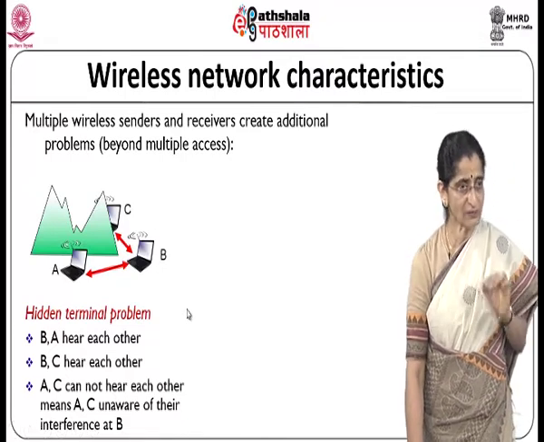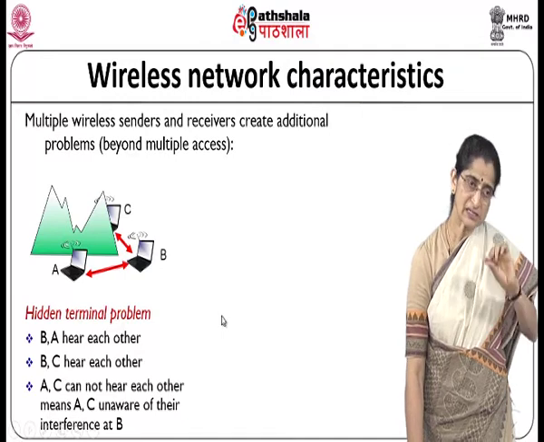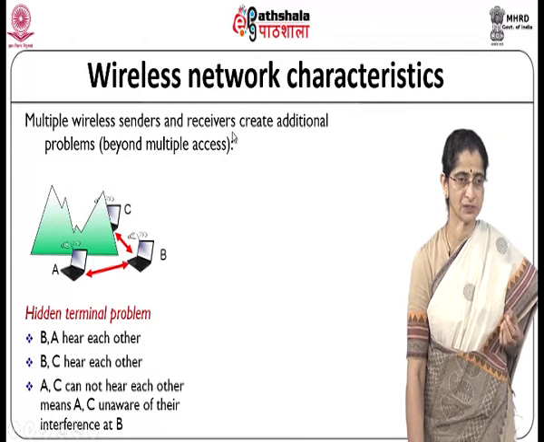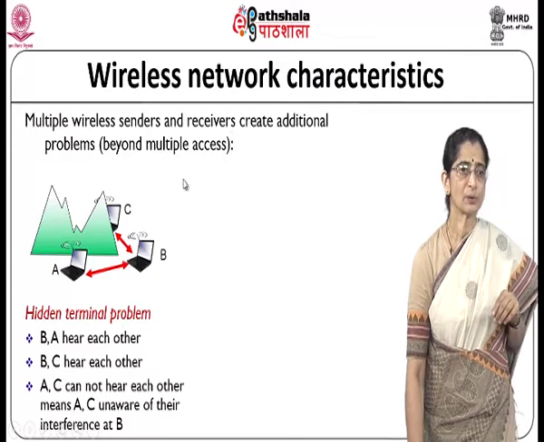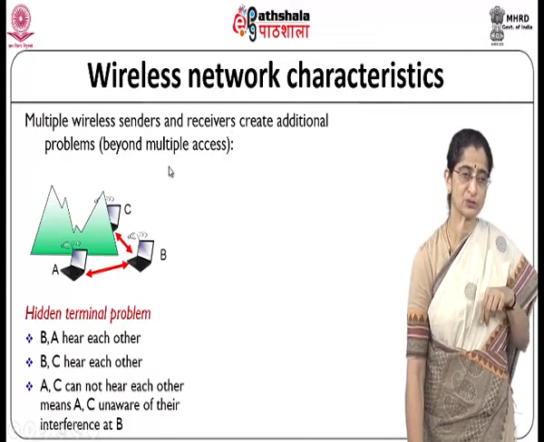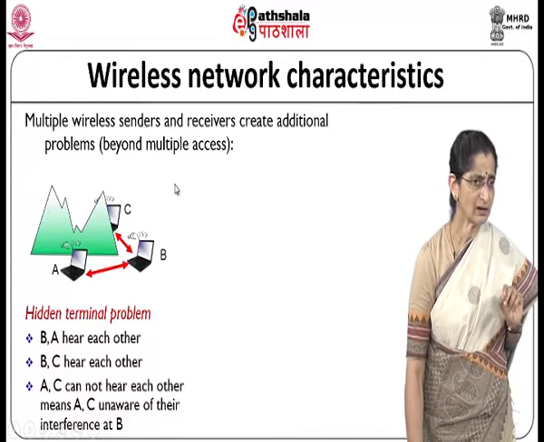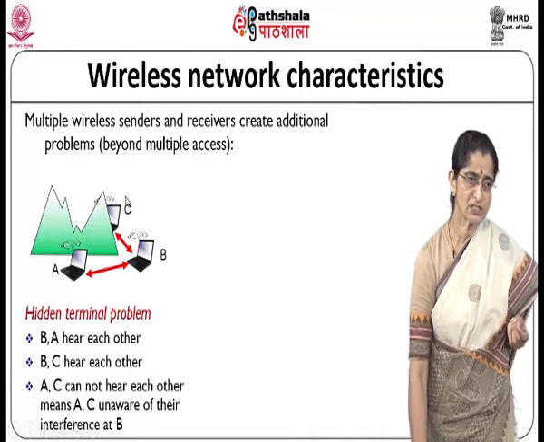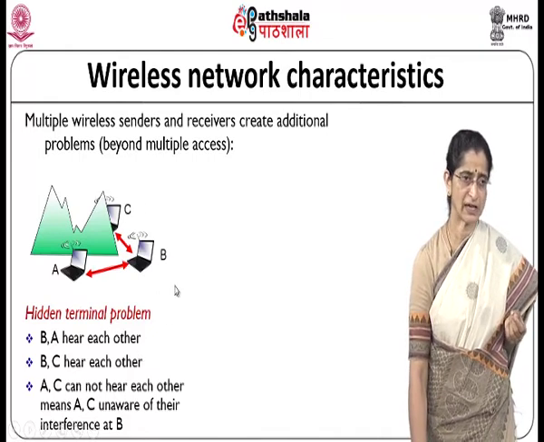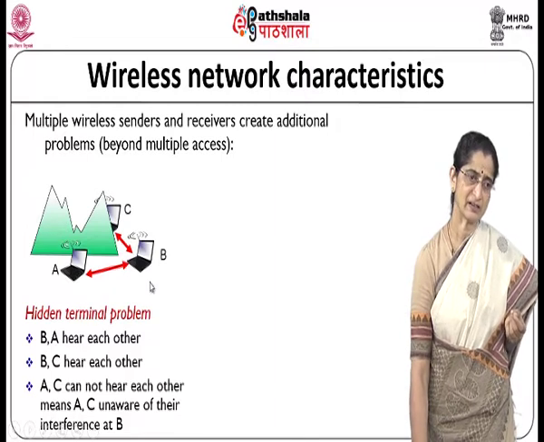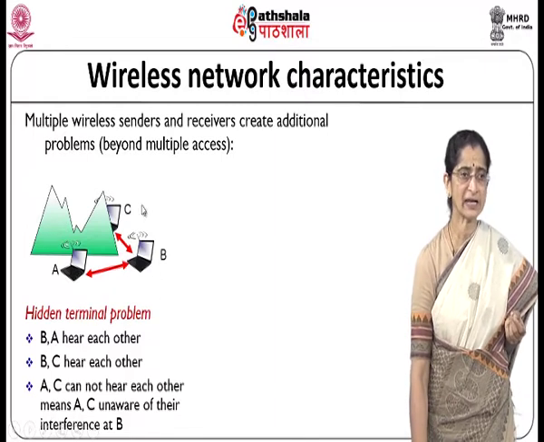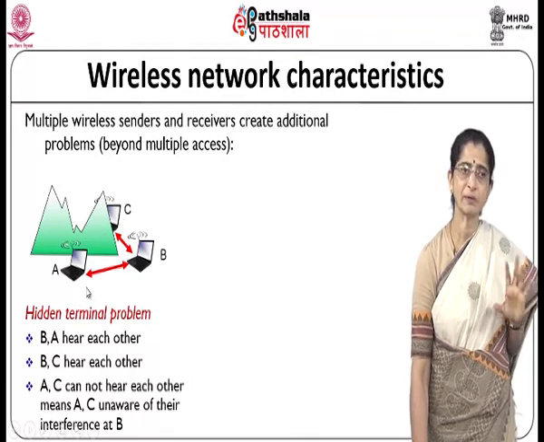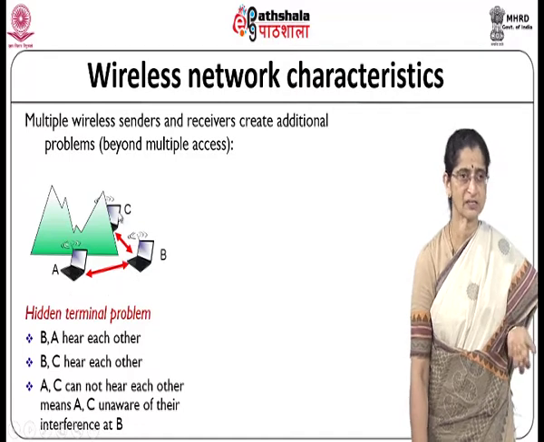Now, when you look at a wireless network characteristic, what we find is that there is an additional challenge that comes just because we have multiple wireless senders and receivers which are transmitting data. When you have multiple access, that causes additional problems. One of the very common problems that we talk about is the hidden terminal problem. This is a situation where, for instance, you have 3 nodes A, B and C. Let us say B and A can hear each other, B and C can hear each other, but A and C cannot hear each other, which means if C is transmitting to B, A will be unaware of it, and if A is transmitting to B, C is unaware of it.